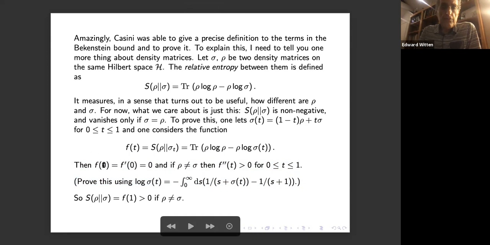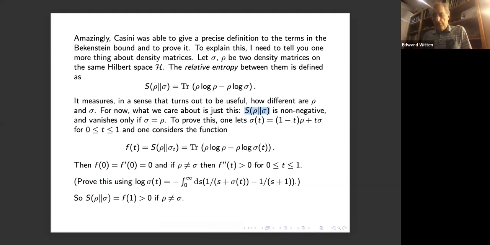Now, given the facts in this line, it follows that f is positive for all T between 0 and 1, except it vanishes at T equals 0. So in particular, f of 1 is positive, but f of 1 is the relative entropy between rho and sigma. So that's the statement that the relative entropy is positive whenever rho and sigma are different.